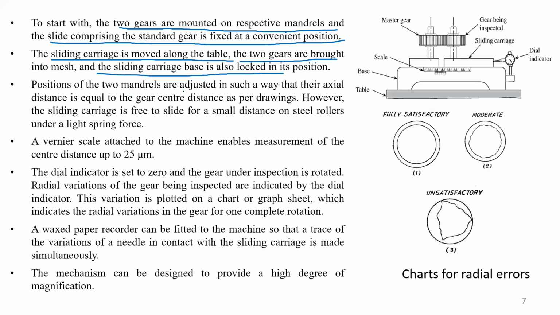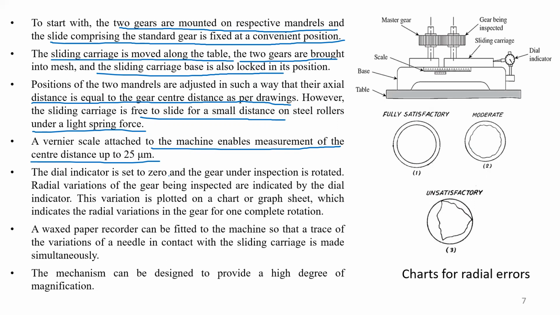So the positions of the two mandrels are adjusted in such a way that their axial distance is equal to the gear center distance as per the drawings. The sliding carriage is free to slide for a small distance on steel rollers under light spring force. And the vernier scale attached to the machine enables measurement of the center distance up to 25 micrometer variation.